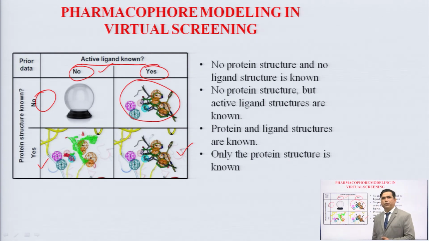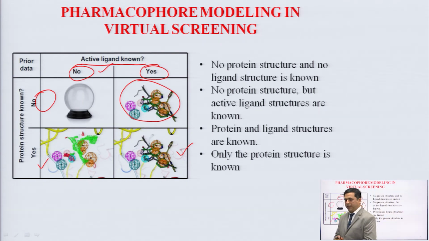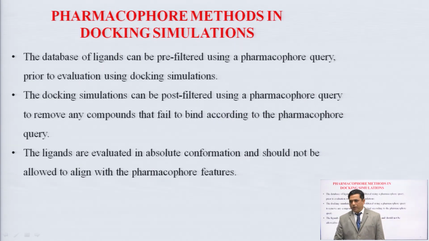So, in virtual screening there are 4 possibilities with which we can do the virtual screening and get a pharmacophore model: no protein structure and no ligand structure known; no protein structure, but active ligand structures are known; protein and ligand structures both known; and the last case, only the protein structure is known.